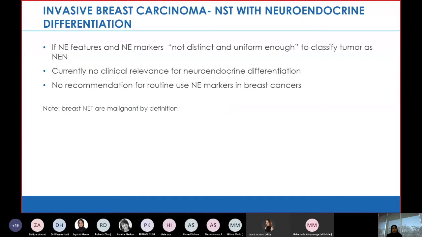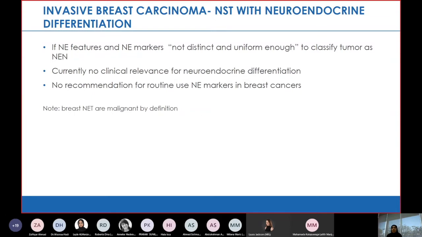So when to use the terminology invasive breast carcinoma NST with neuroendocrine differentiation? Again, I will use the same statement from WHO: if neuroendocrine features and neuroendocrine markers are not distinct and not uniform enough to classify the tumor as a neuroendocrine neoplasm. Currently, there is no clinical relevance for neuroendocrine differentiation, and for sure, there is no recommendation for routine use of neuroendocrine markers in breast tumors.